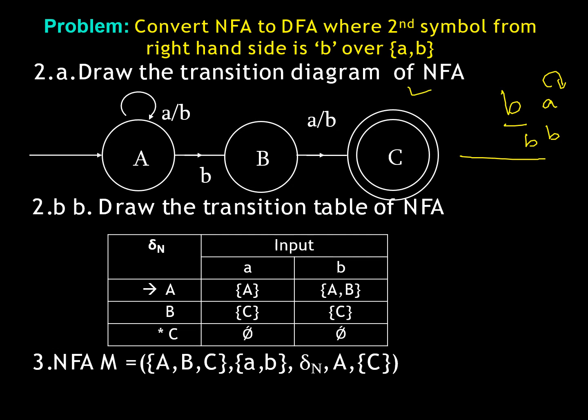And from this you can draw your transition table. A on A goes to A, on B goes to two states, A and B. B on A goes to C, B on B goes to C. C we don't have any transitions. This arrow indicates the start state and this star indicates your final states. And here we are just defining your NFA: A, B, C is the set of states, this is your alphabet, this is the transition function, the starting state and the final state.